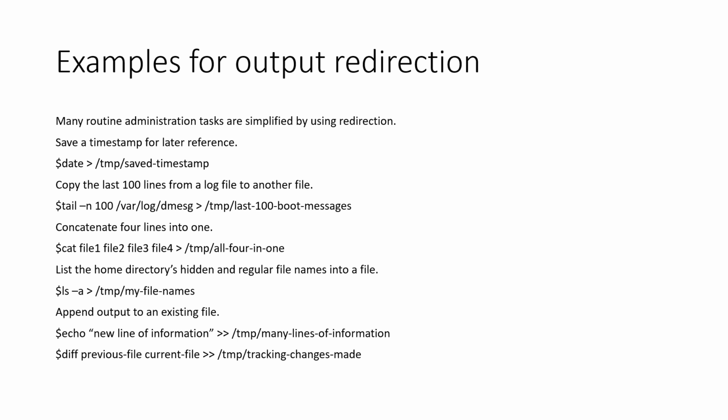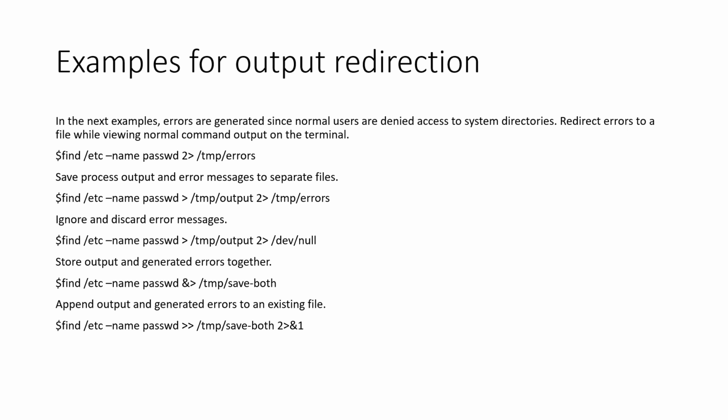Copy the last 100 lines from a log file to another file. Concatenate 4 lines into one. List the home directories, hidden and regular file names into a file. Then append output to an existing file. Okay. So we'll see all these commands in our practical session. Okay. Let's move to the next slide.